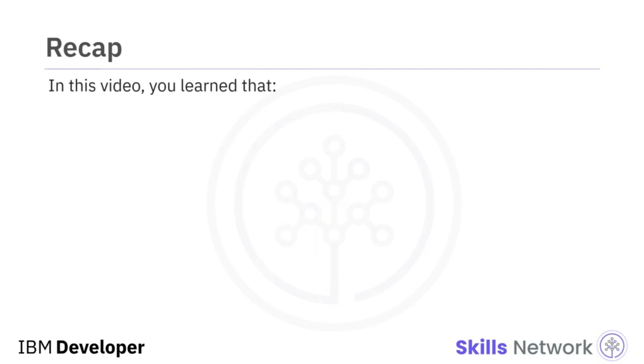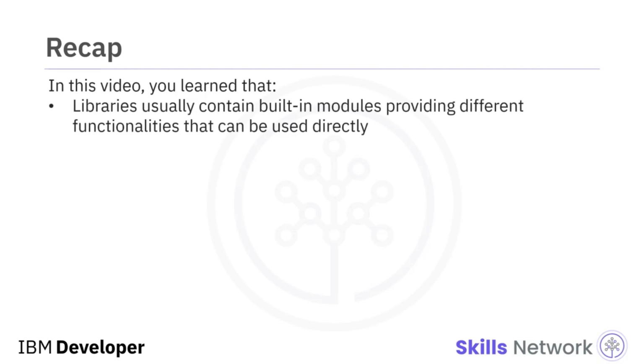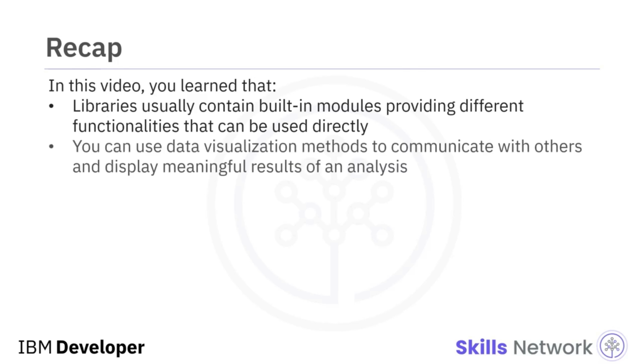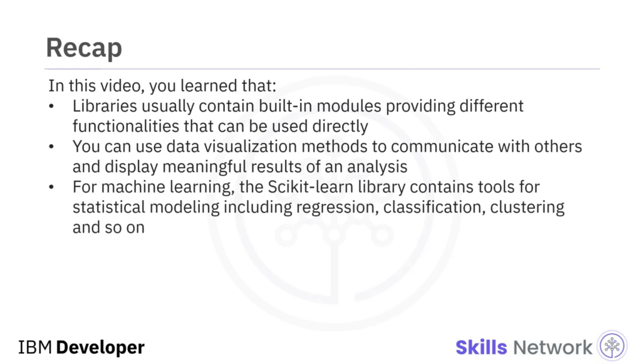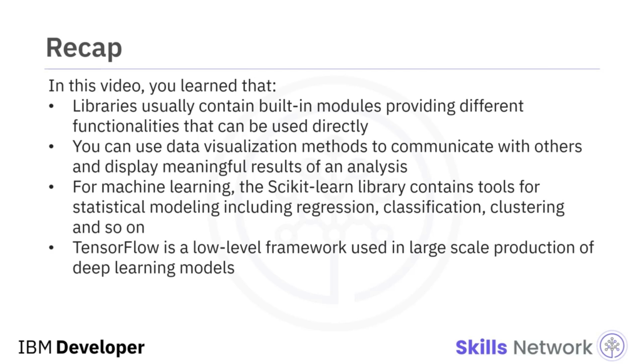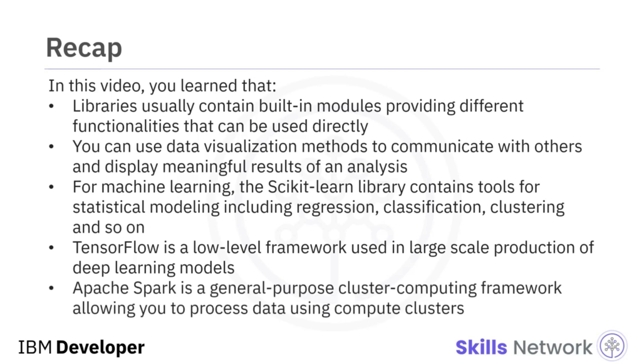In this video, you learned that libraries usually contain built-in modules providing different functionalities that can be used directly. You can use data visualization methods to communicate with others and display meaningful results of an analysis. For machine learning, the scikit-learn library contains tools for statistical modeling, including regression, classification, clustering, and so on. TensorFlow is a low-level framework used in large-scale production of deep learning models. And Apache Spark is a general-purpose cluster computing framework allowing you to process data using compute clusters.